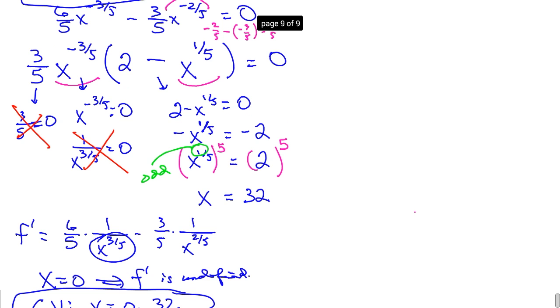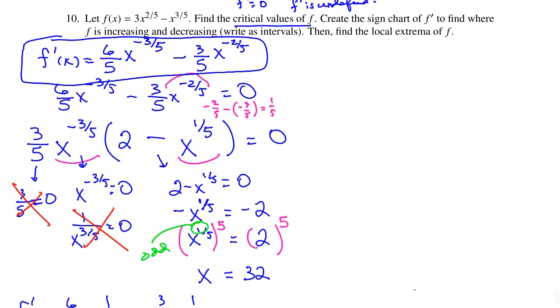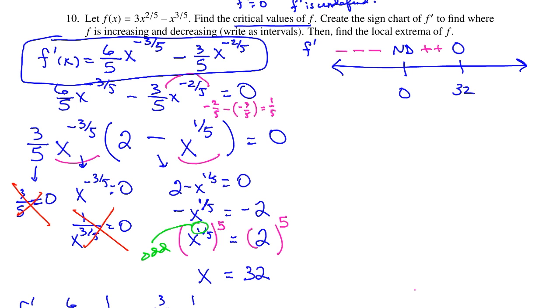Now, with that information, we need to create the sign chart. So we're going to have 0 and 32. The 32 came from being a 0 of the derivative. The 0, however, came from being an undefined spot. So we put ND above that for not defined. Then if we do the signs here, we're going to get negatives on the left, positives in the middle, and negatives on the outside.